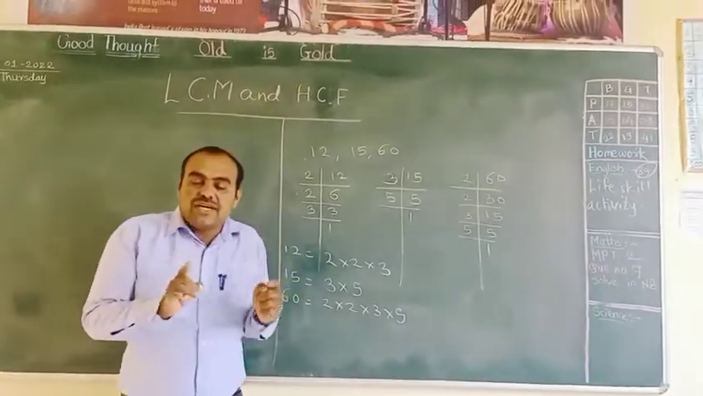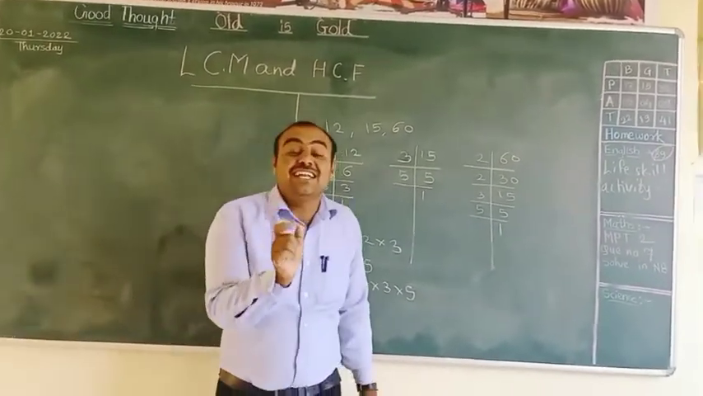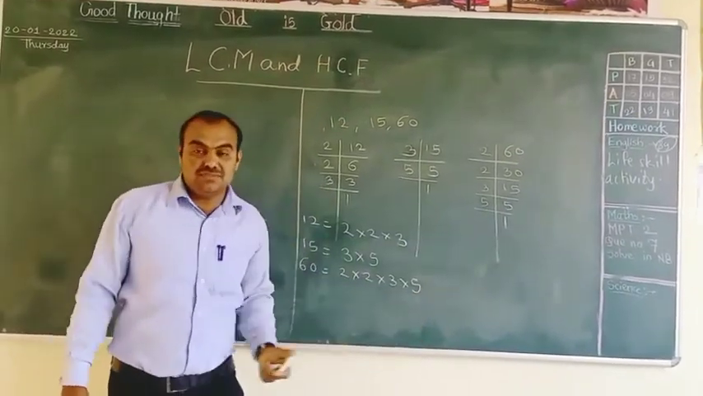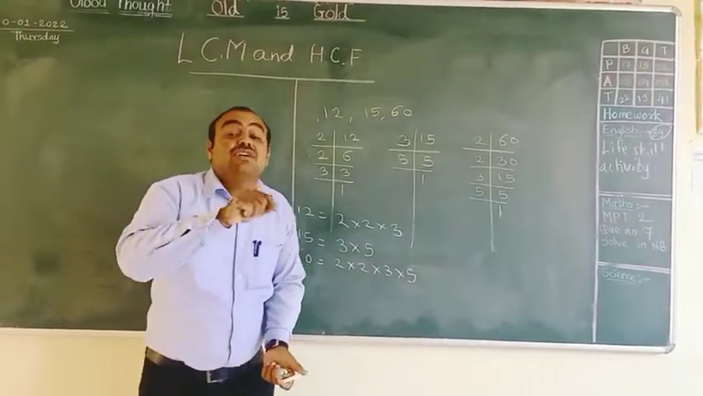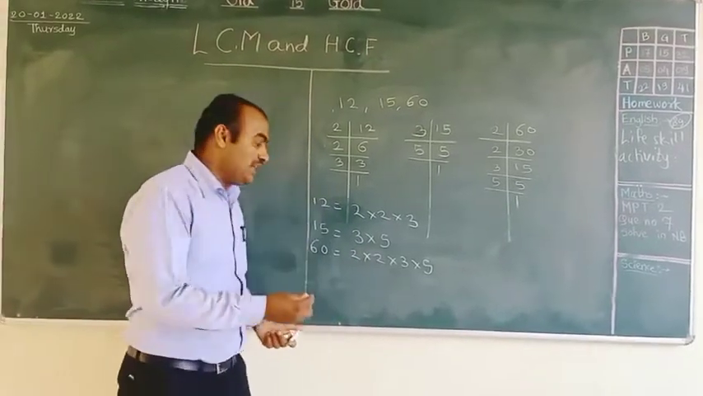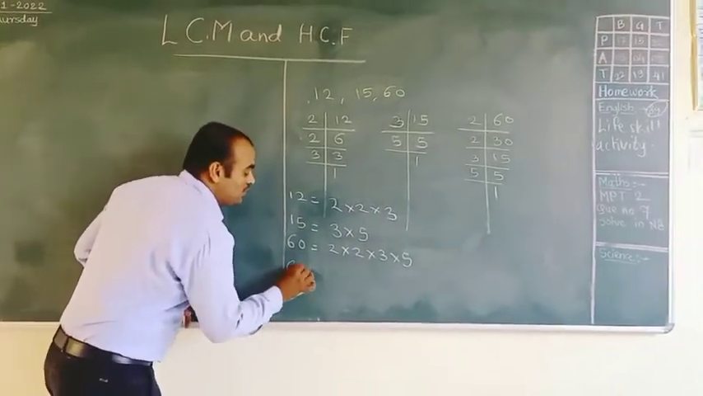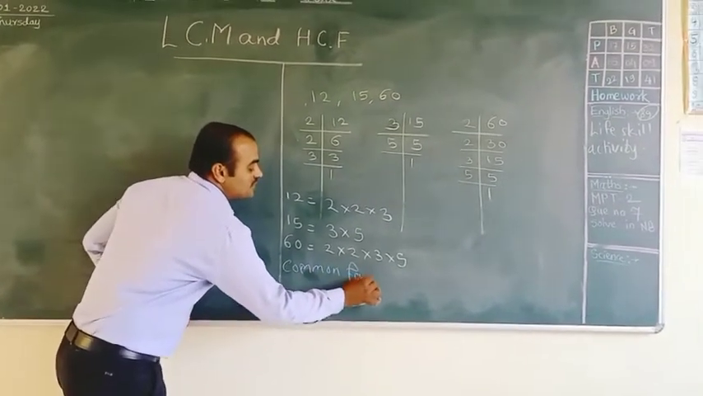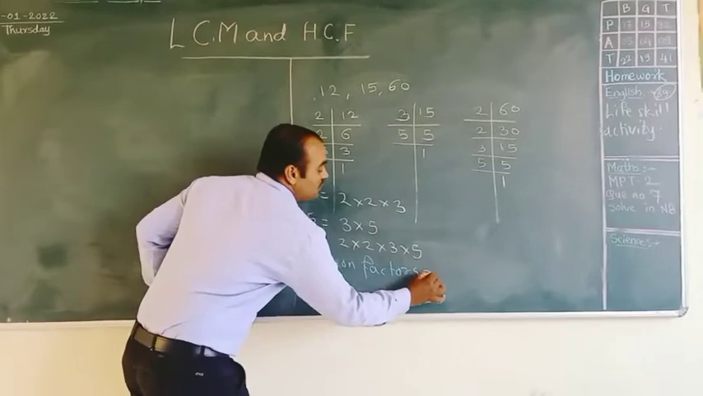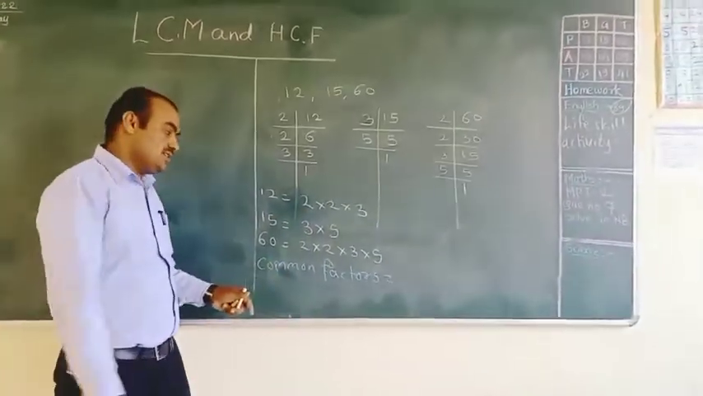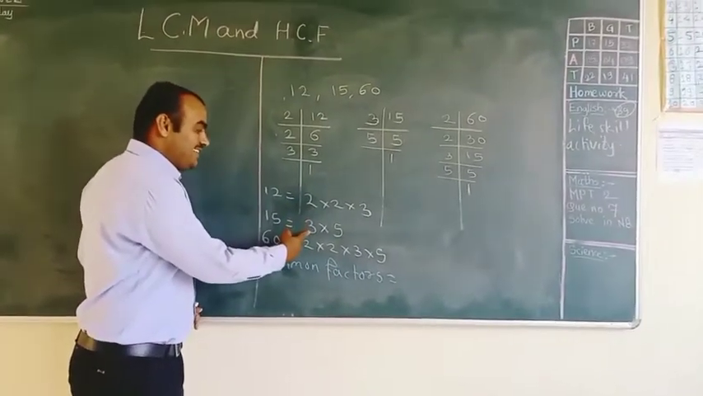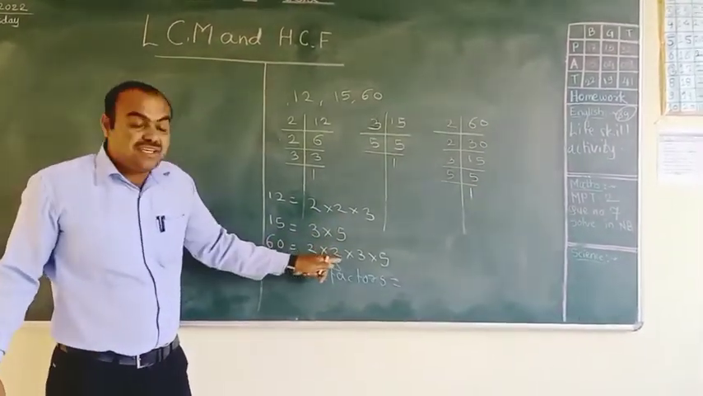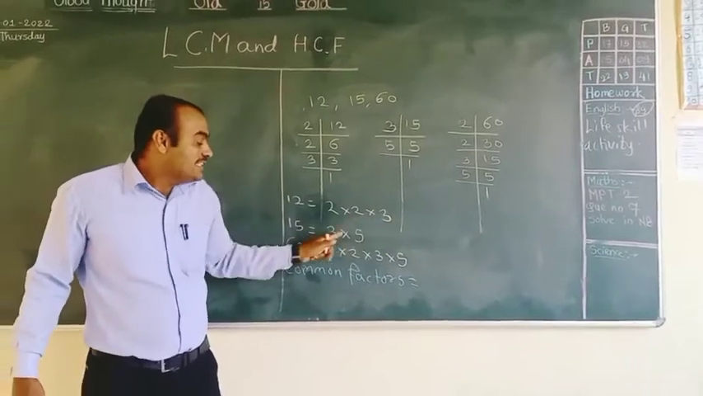Now we have to firstly underline those numbers which are common in all of these 3 numbers for getting our HCF. So firstly we have to write the common factors. Which are those? Underline it first. Now see, here 2 is there, here is 3, here is 2. Here is 2, here 3, here again 2. Here 3, 3 and 3.